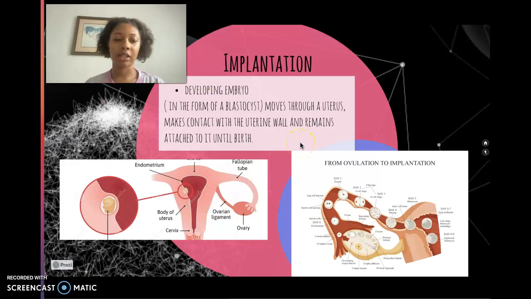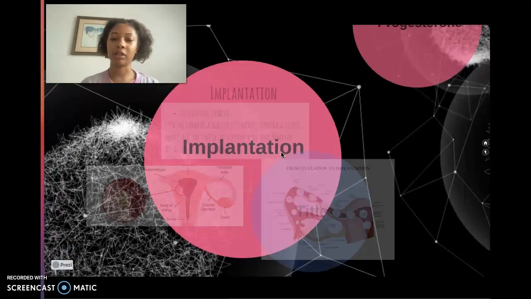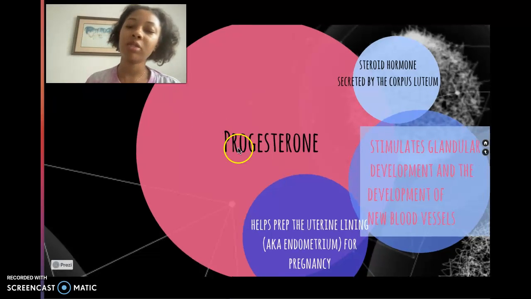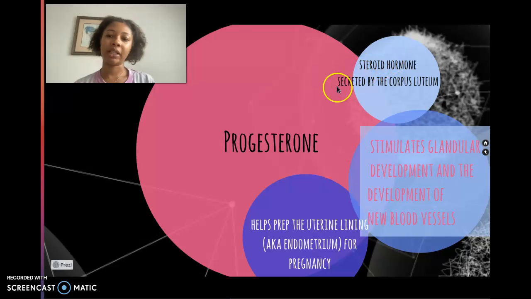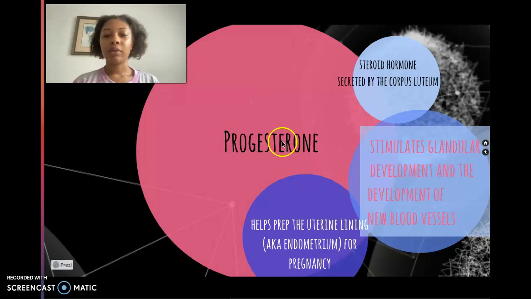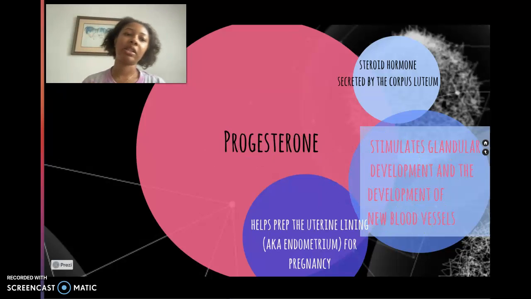Okay, so now that we've talked about what implantation actually is, we're going to talk about the hormones that are involved in this process. To begin this topic, we'll talk about progesterone. Progesterone is a steroid hormone, and it's secreted by the corpus luteum. The follicle will actually turn itself into the corpus luteum, which is a yellow structure, and once the empty sac closes off, this is when this structure will develop. The progesterone stimulates glandular development and the development of new blood vessels in the endometrium.